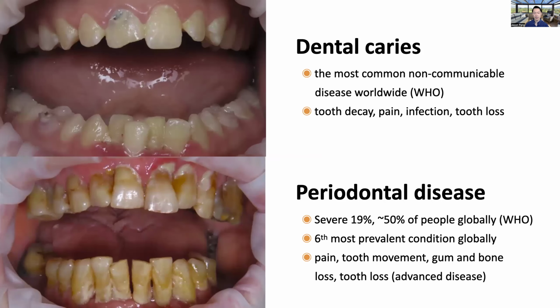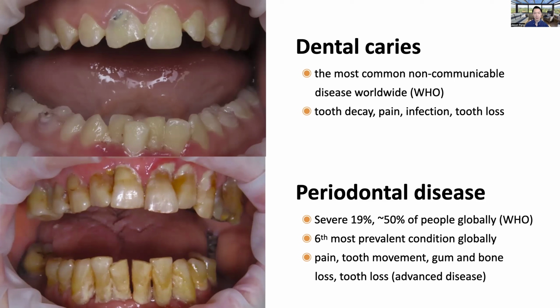But as a dentist, the most common things that I treat are dental caries and periodontal disease. Dental caries, tooth decay, which of course causes pain, infection, loss of teeth, and that affects almost half of the world. And periodontal disease, which in very severe cases can cause loss of teeth, but certainly tooth movement, pain, and it can affect more than 50% of the world globally.